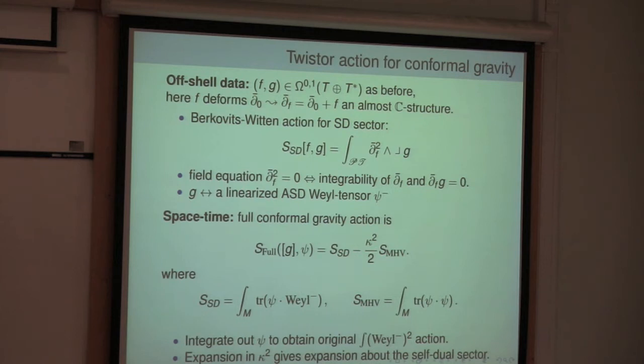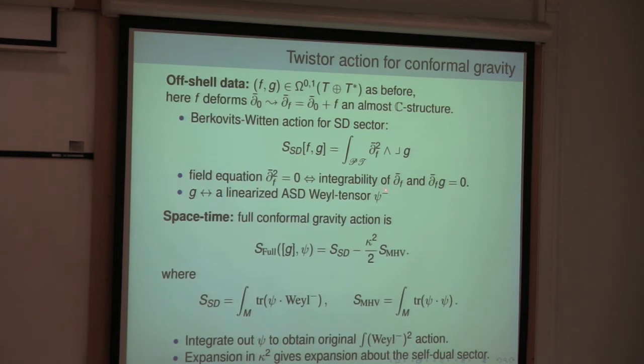So we just think of them as 0-1 forms. Now Berkowitz and Witten worked out a twistor space action for the self-dual sector that, in some sense, was meant to correspond to the degree zero part of the string theory. What that does is impose the integrability of the almost complex structure. So this d bar f should square to zero, and so you can just have a Lagrange multiplier action for that. So the g is the Lagrange multiplier for the vanishing of the Nijenhuis tensor associated with this deformed almost complex structure. So that's very easy to do.